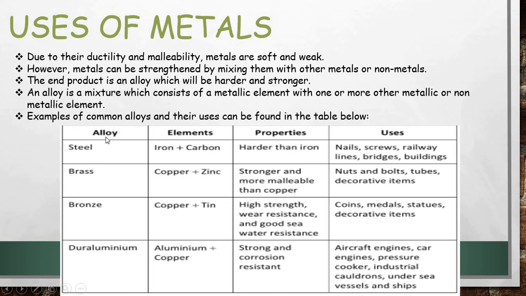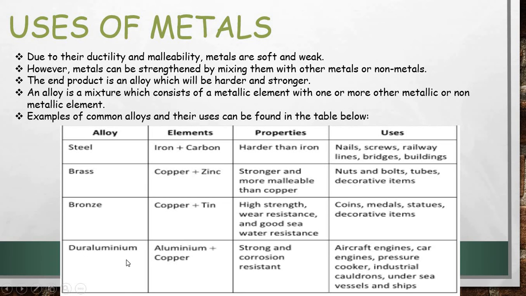Brass is also an alloy, because it is a mixture of copper and zinc, metal and metal. The properties of brass are that it is stronger and more valuable than copper. Uses for brass are nuts, bolts, tubes, and decorative items. Bronze is copper plus tin, both metals. Bronze has high strength and good water resistance. Uses for bronze are coins, medals, statues, and decorative items.